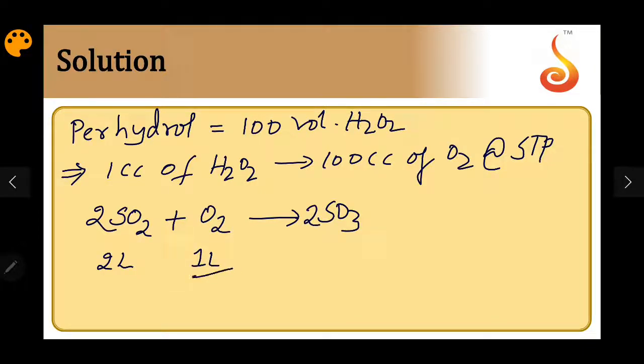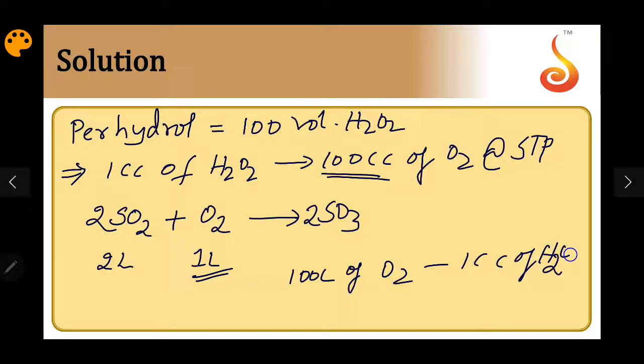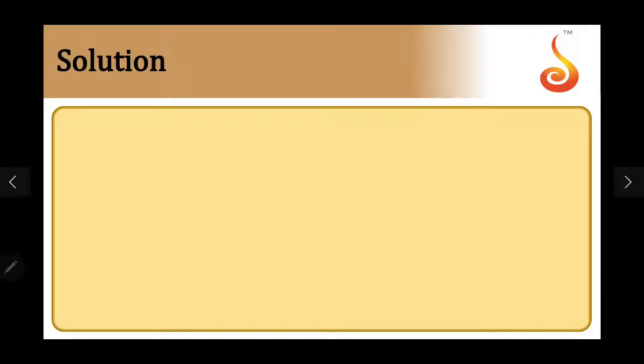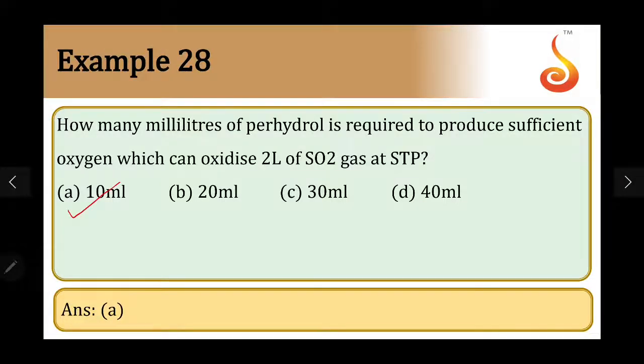If I require 1 liter of oxygen, 100 cc is obtained from 1 cc. So 1 liter means 1000 cc. 100 cc of oxygen comes from 1 cc of H2O2, so 1000 cc from how much? I'll get exactly 10 ml. So 10 ml of perhydrol can give 1 liter of oxygen at STP, which is sufficient to oxidize 2 liters of SO2. So answer should be, we'll go to the options, 10 ml, that is option A.